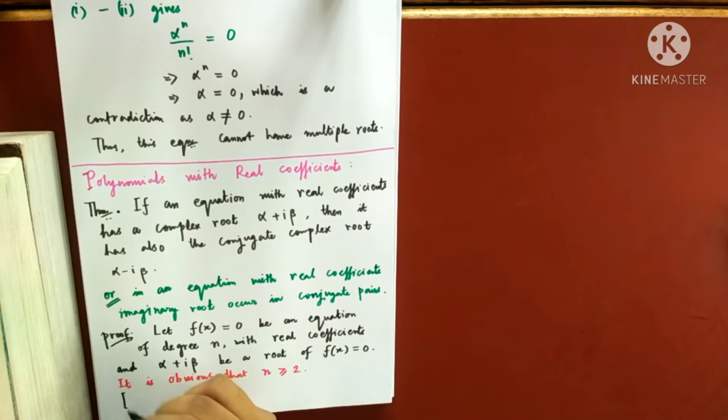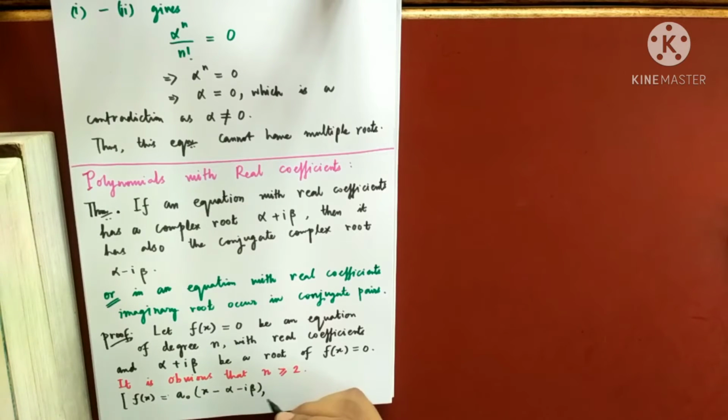Because if the degree is 1, then f(x) can be written as some constant, suppose a0, times the factor x minus alpha minus i beta, because this is the root of the polynomial f(x). If the degree is 1, f(x) can be written as a0 times x minus the root. If I open the bracket, this is also minus, this is also minus. So f(x) will be of this form, and which is not possible.